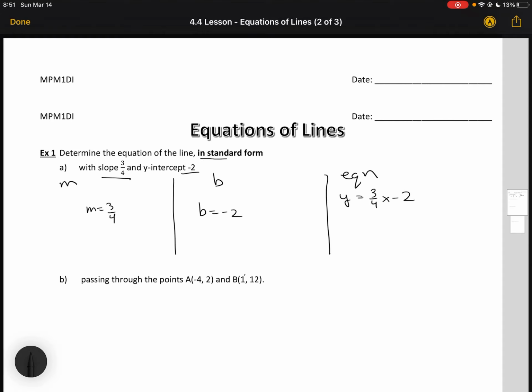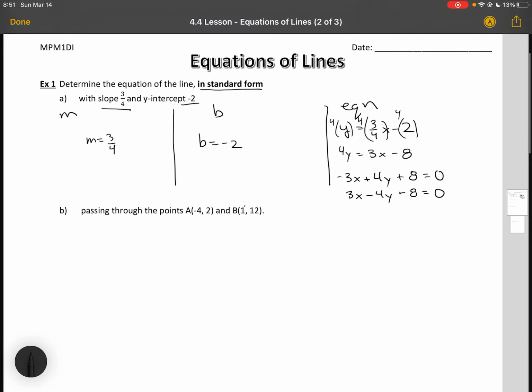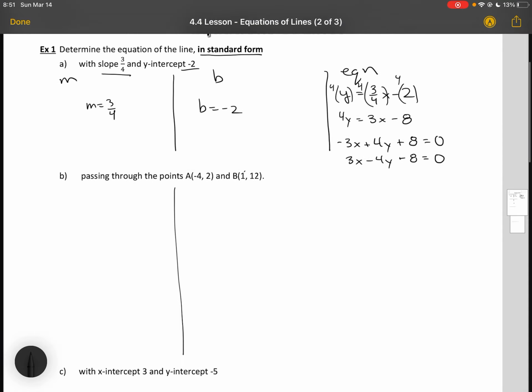Now, this example is asking me to rearrange it into standard form. So the first thing I'm going to do is eliminate the fraction. 4y equals 3x minus 8. And then I'm going to move everything over onto the left-hand side. And then I'm going to multiply by minus 1 to make sure that the sign in front of my x value is positive. Let's try another example.